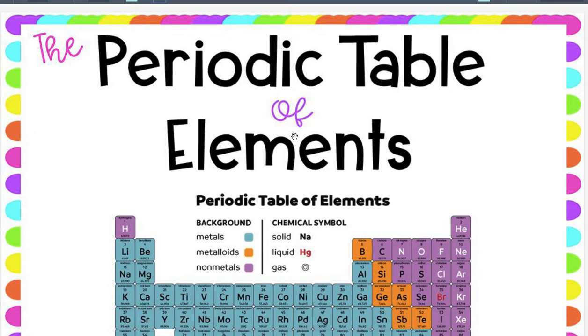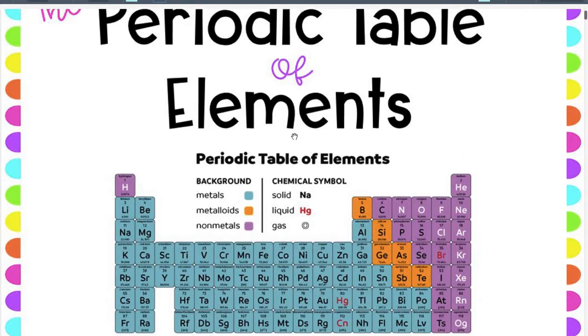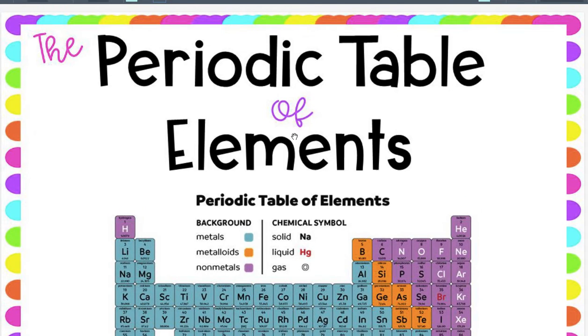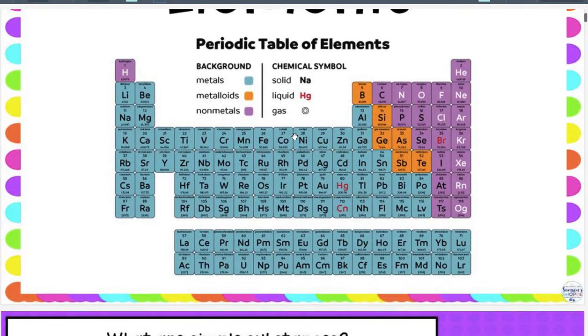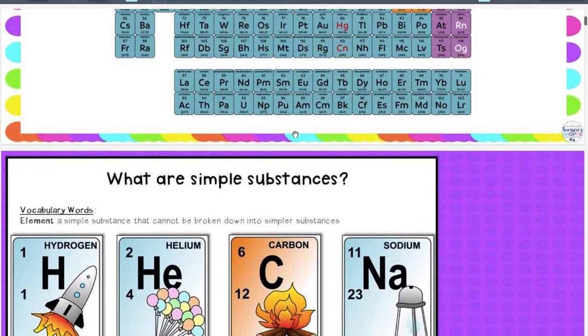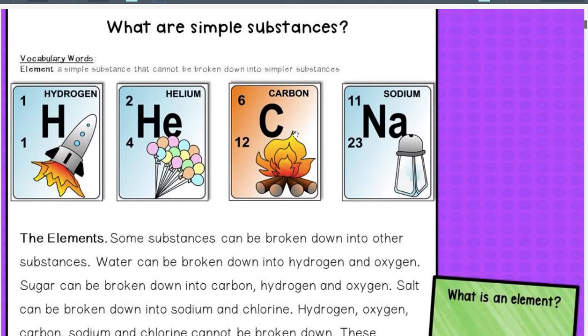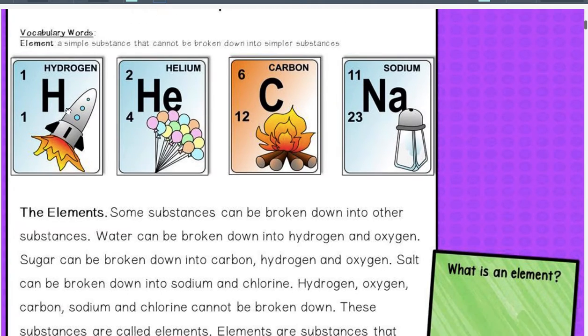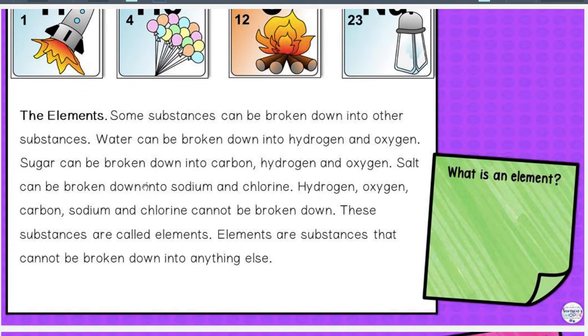So this is just a Google slide presentation, and it's background information on the periodic table of elements. It's going to look a little different than what you're used to. I'm starting out with some vocabulary words and some really simple background information.